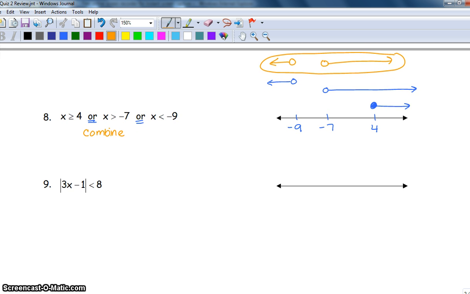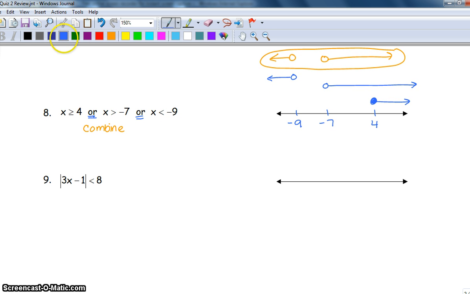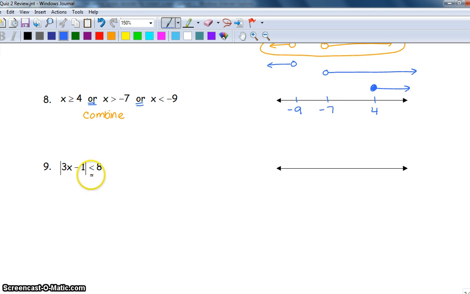Now we're going to combine the absolute value as well as the inequality. And remember, you look at the symbol to see if it's an "and" or an "or." Less than means "and," greater means "or." So in this case, we are going to have an "and" compound inequality. So we've got 3x minus 1 is less than 8.